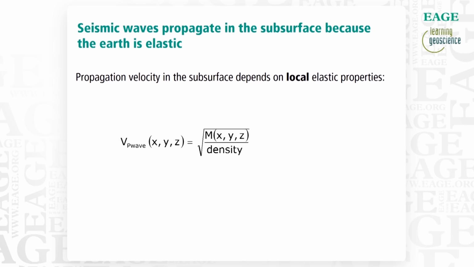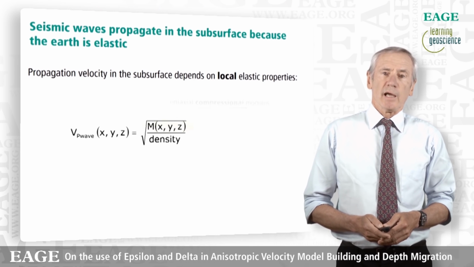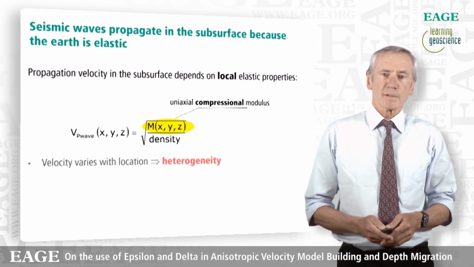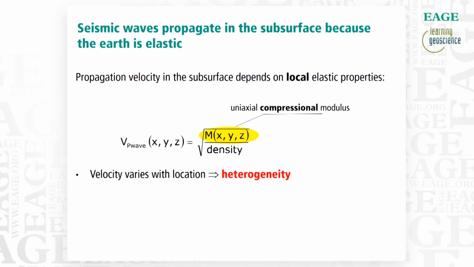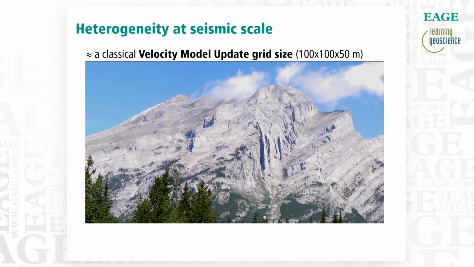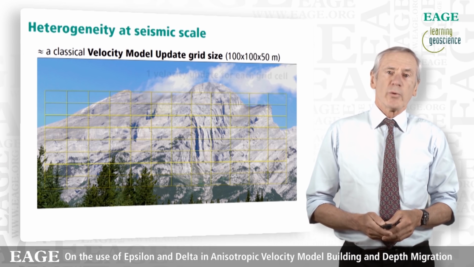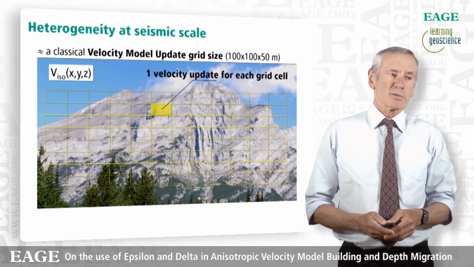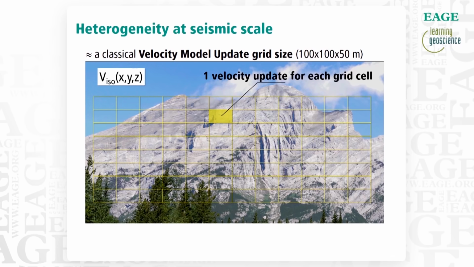Rock physicists told us that velocity in the subsurface depends on the local elastic properties, and for P waves, for instance, most precisely on the so-called uniaxial compression modulus. And these parameters vary. This is what we call heterogeneity. Just to give an idea of how we deal with heterogeneity in our models, I superimpose on this outcrop the grid that we would use in a velocity model update. We assign one velocity value at each point of this grid. And of course, we have these values varying spatially. So this is for heterogeneity.